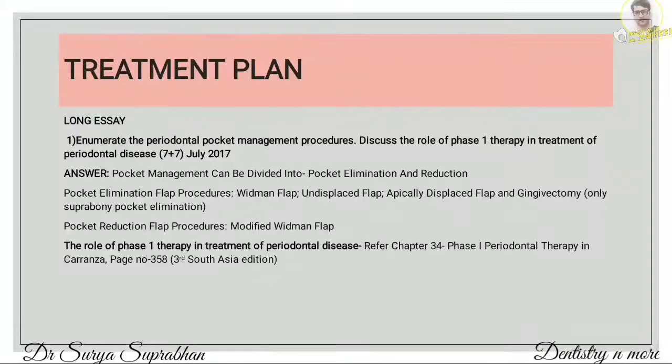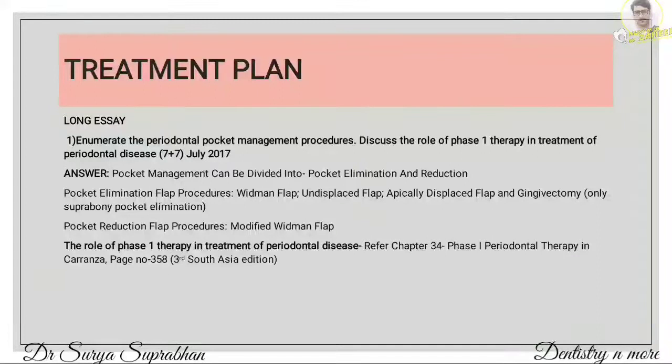Moving on to next chapter, that is treatment plan. So enumerate the periodontal pocket management procedures. Discuss the role of phase 1 therapy in treatment of periodontal disease. So for the first part of the question, that is enumerate the periodontal pocket management procedures, it can be divided into 2 types, that is pocket elimination techniques and pocket reduction techniques.